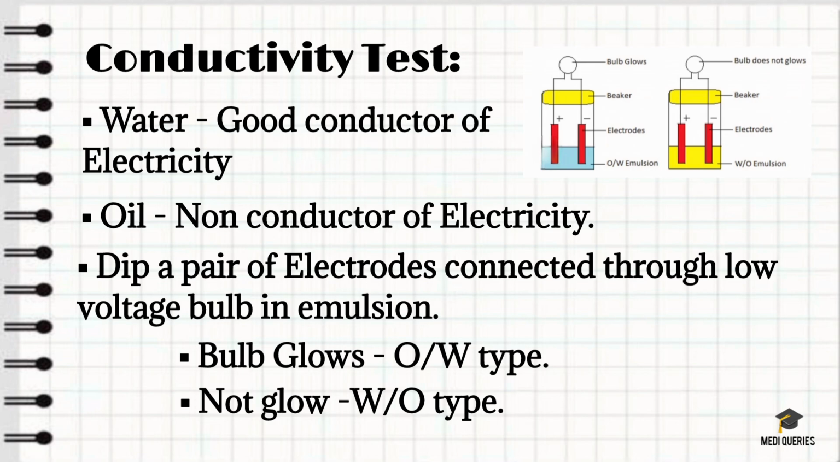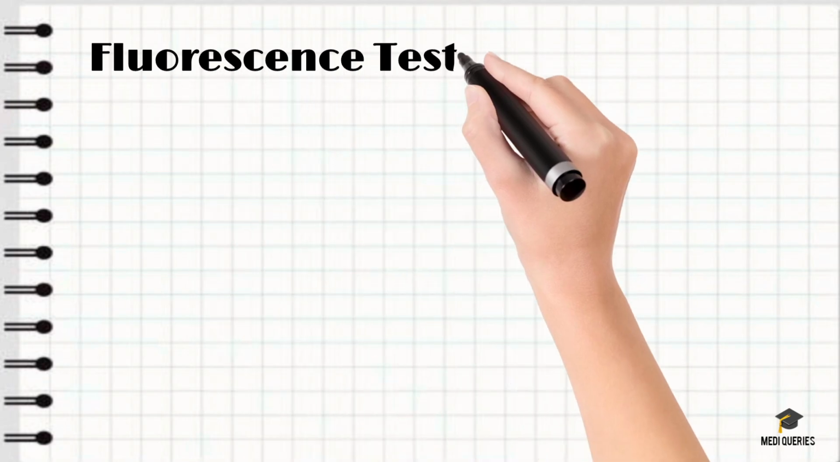In case the bulb doesn't glow, the emulsion is said to be W/O type because oil is in the continuous phase here. So this is about the conductivity test, and the next one is the fluorescence test.